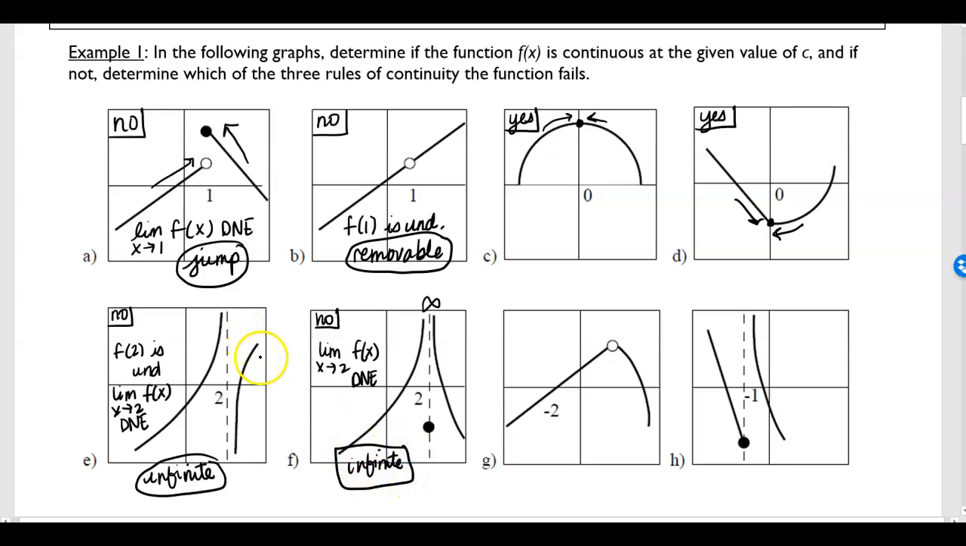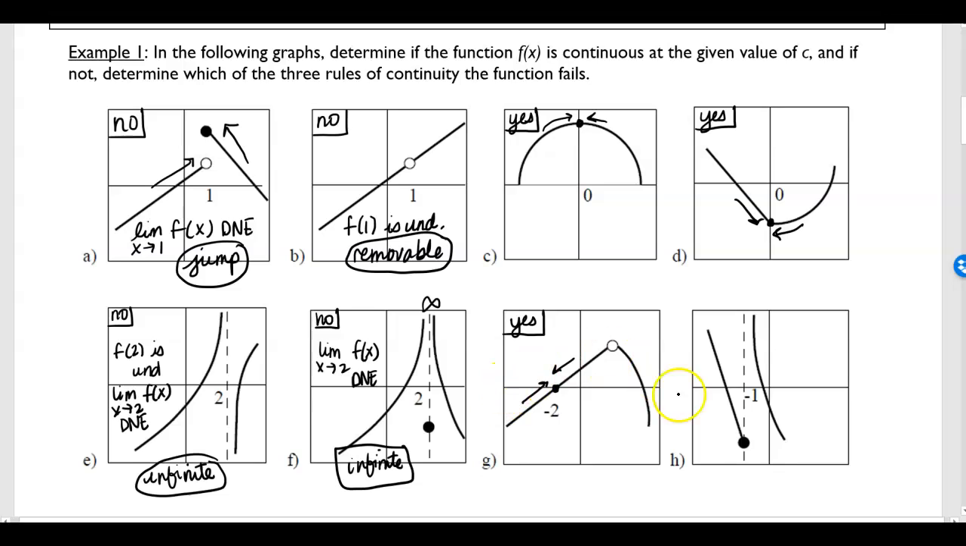All right, part G. You might notice this hole over here, but what this problem is actually asking you for is, is this function continuous at -2? So be careful here. Just because a function is discontinuous somewhere doesn't mean it's discontinuous everywhere. So for this function at -2, I can see my limit exists, my function's defined, and they match, so that is continuous.